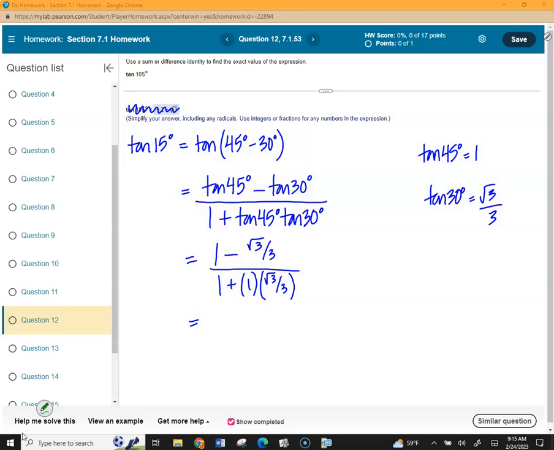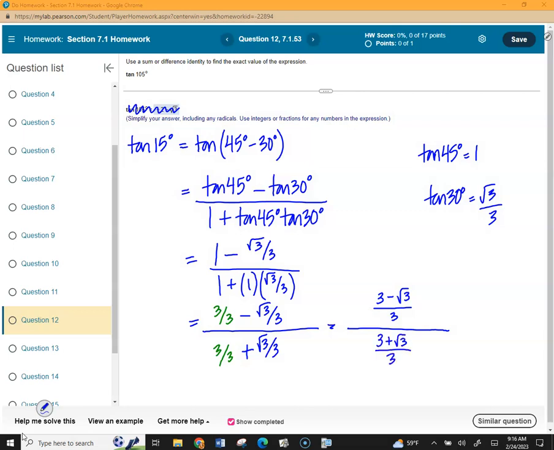the top. I'm going to change the 1 to 3 over 3. I'm leaving everything else alone. That was a root. All right. So I changed the 1 to 3 over 3. Now I'm going to get just one fraction in the top and one fraction in the bottom. So in the top, you've got to be careful. You've got 3 minus root 3 over 3, big fraction. In the bottom, you've got 3 plus root 3 over 3. You see how I got that?